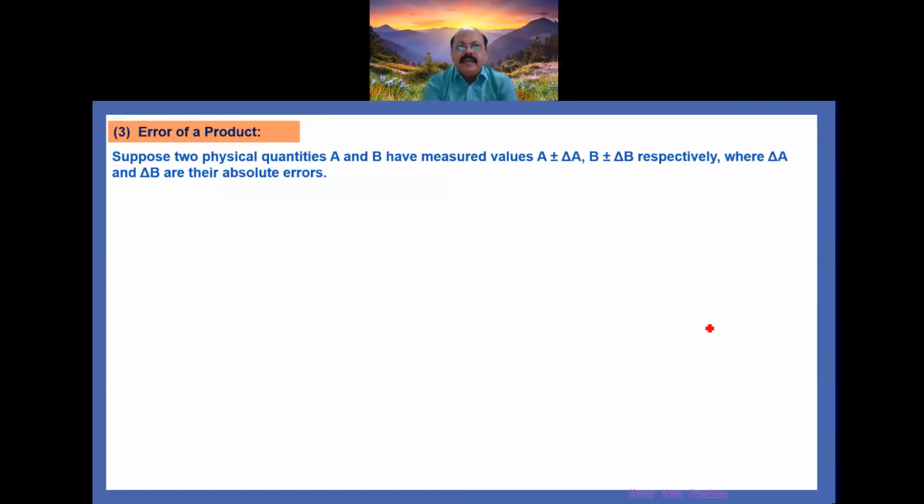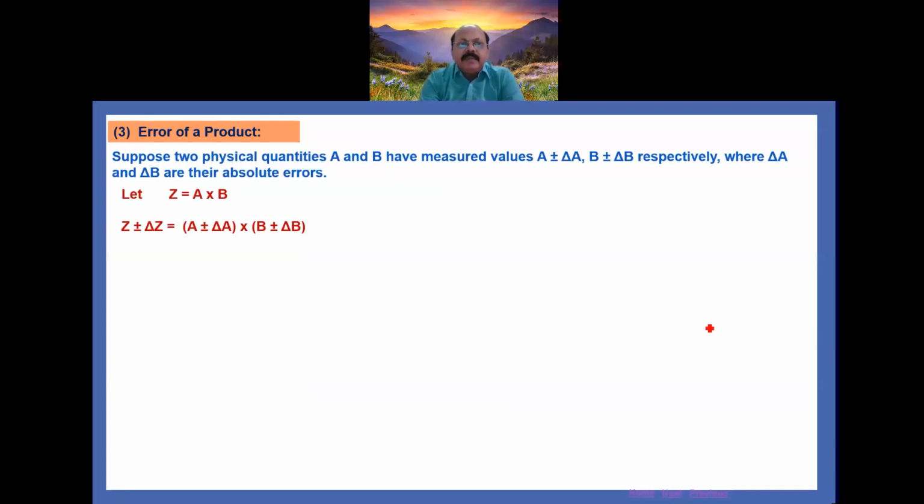Now similarly we take error of a product. So in the same way, we are taking the two physical quantities A and B, have the measured values A plus minus delta A, B plus minus delta B respectively, where delta A and delta B are their absolute errors. So we say that when we take the product of these two physical quantities, the result is Z. So Z equal to A into B, that is product of A and B. Now write in terms of their measured values. So the error in the result comes to be plus minus delta Z.